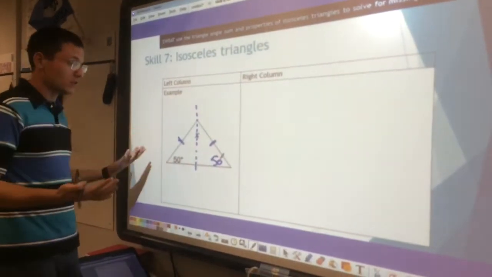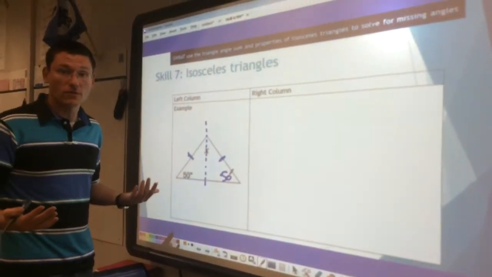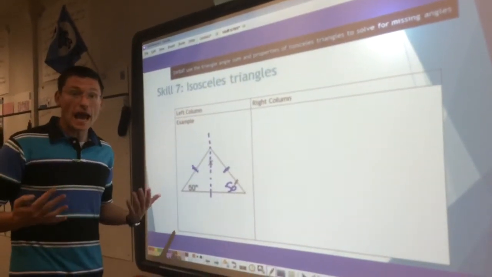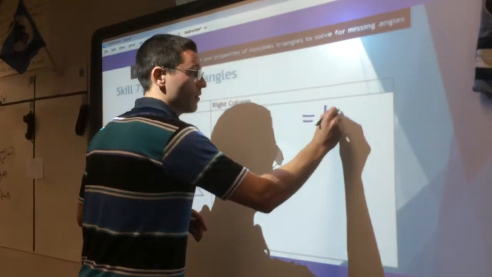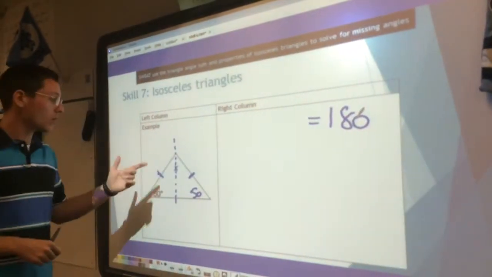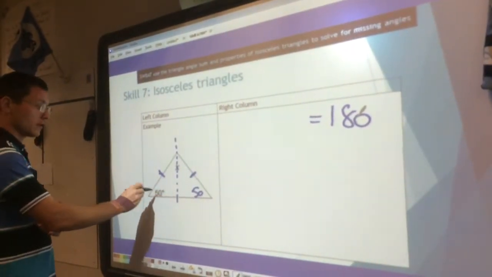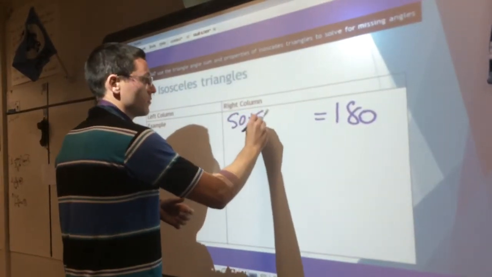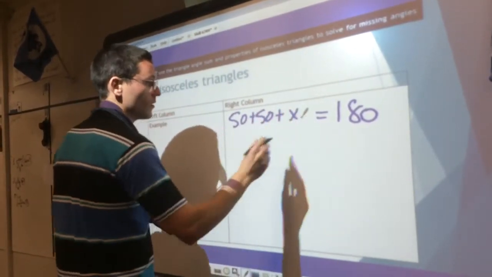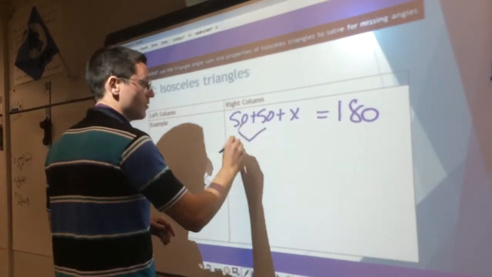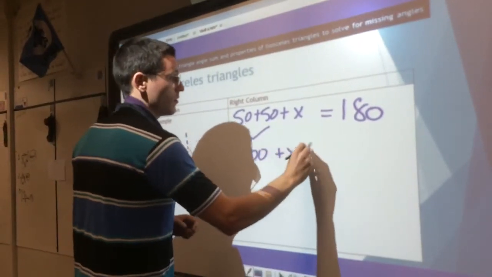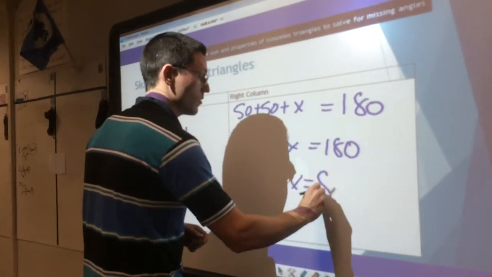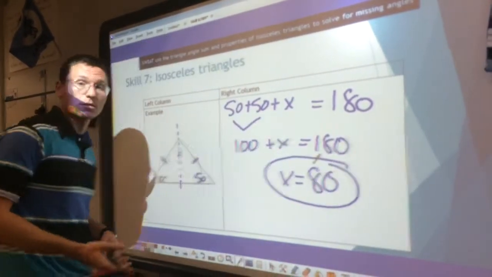So now this is just a problem just like we did in the video for Skill 6, right? Every single triangle, the angles add up to 180. And after we drew our line of symmetry, we now know all three angles. We've got 50, 50, and X, and it's equal to 180. Subtract 100 from both sides, and we get our answer.